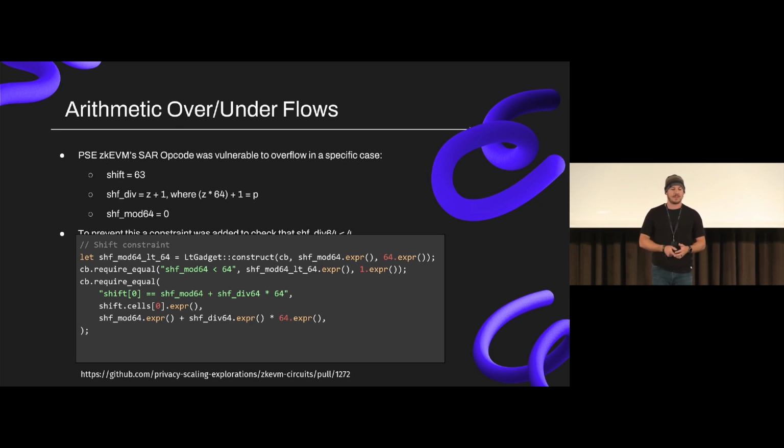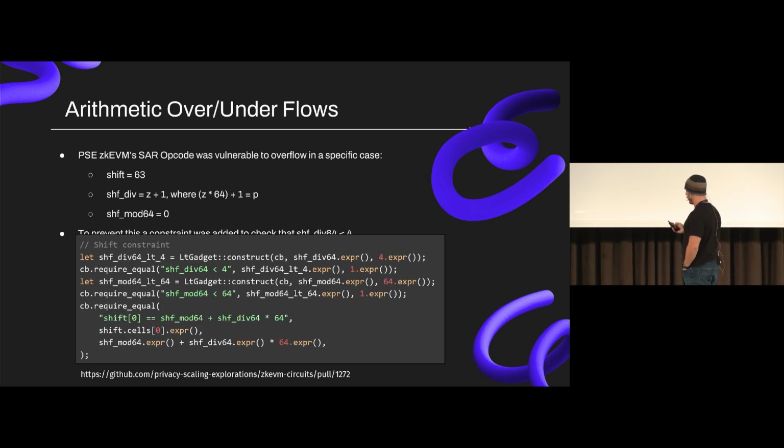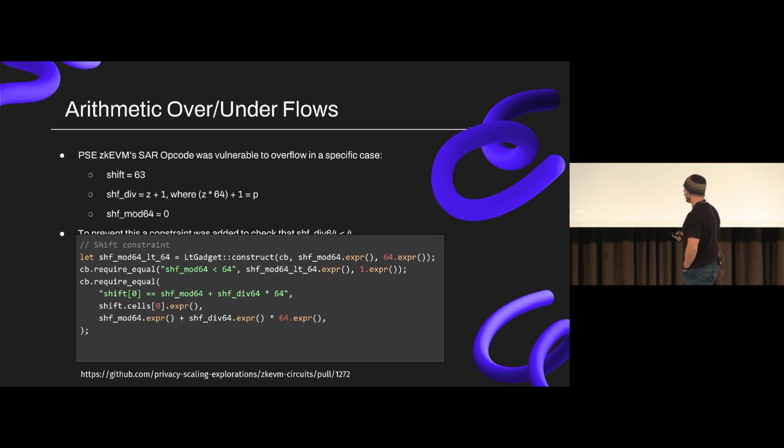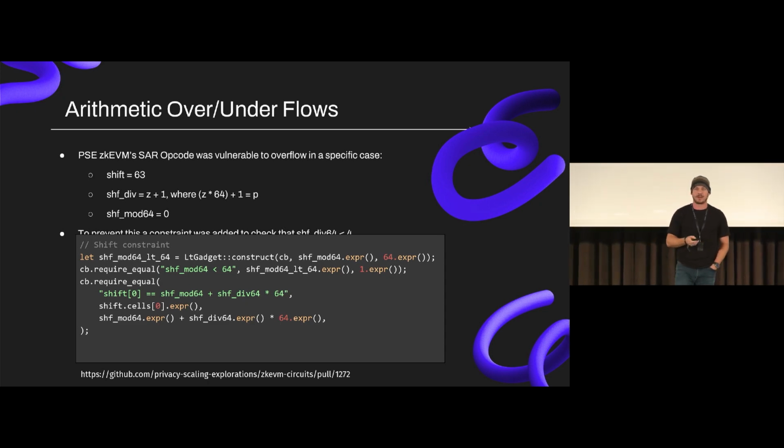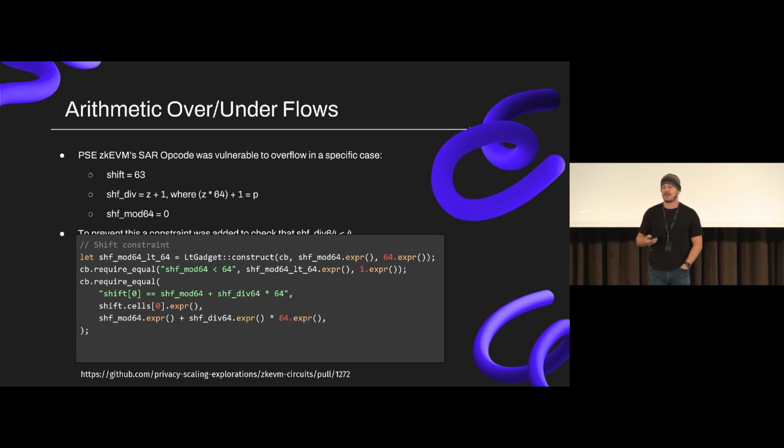The PSE ZK EVM SAR opcode, which I think is shift arithmetic right in this particular case, was vulnerable to this. Basically, this happens when the shift div can be greater than 4. So this particular circuit is vulnerable, and the fix is adding these 2 lines at the beginning just to constrain it to under 4. And if you go to this actual pull request, you can see logic where somebody back-calculated what the actual shift div needs to be in order to overflow this circuit.